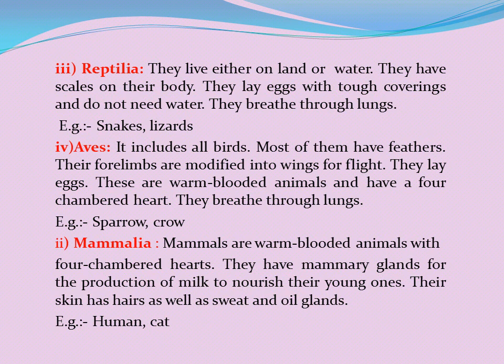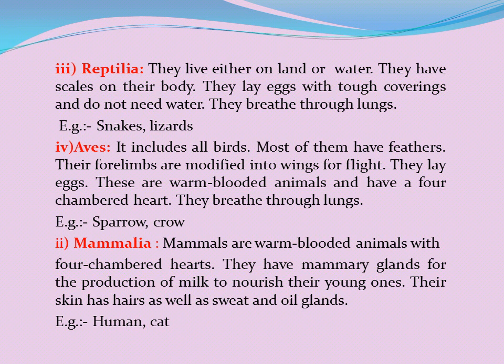4. Aves. It includes all birds. Most of them have feathers. Their forelimbs are modified into wings for flight. They lay eggs. These are warm-blooded animals and have a 4-chambered heart. They breathe through lungs. Example: sparrow, crow.